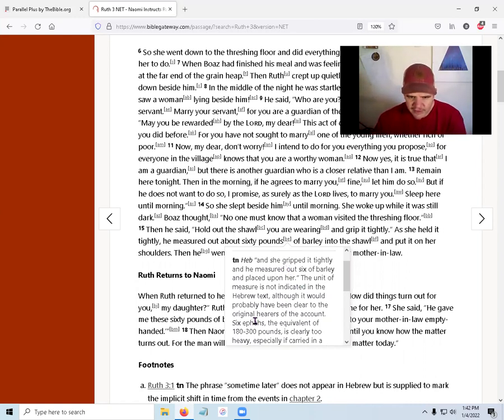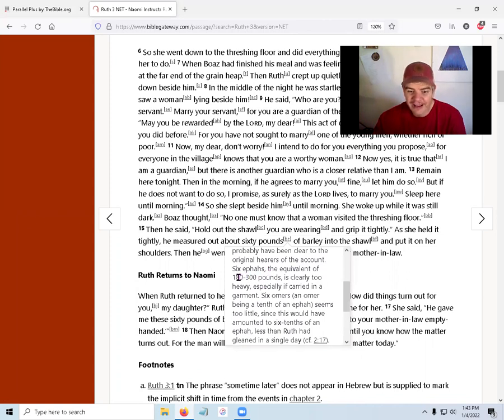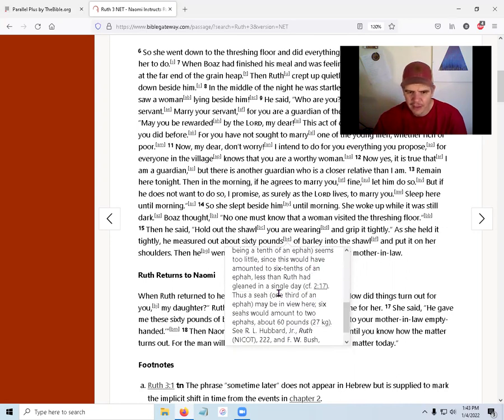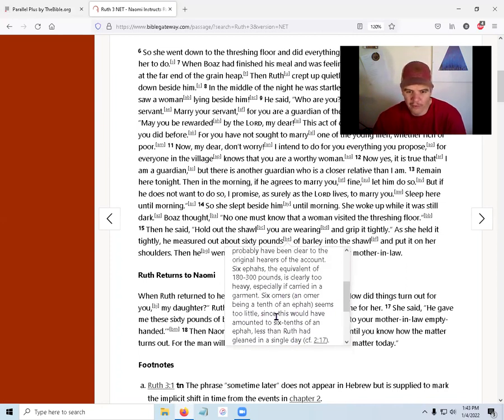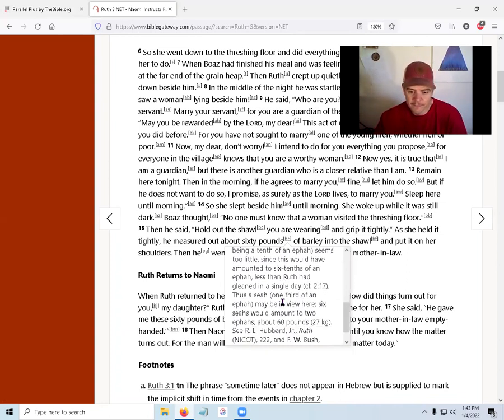Although it would have been, okay, 6 ephahs, the equivalent of 180 to 300 pounds, is clearly too heavy, especially if carried in a garment. Six omers, an omer being 1/10 of an ephah, seems too little, since this would have amounted to 6/10 of an ephah, less than Ruth had gleaned in a single day in chapter 2. Thus, a seah, 1/3 of an ephah, may be in view here. Six seahs would amount to 2 ephahs, about 60 pounds.